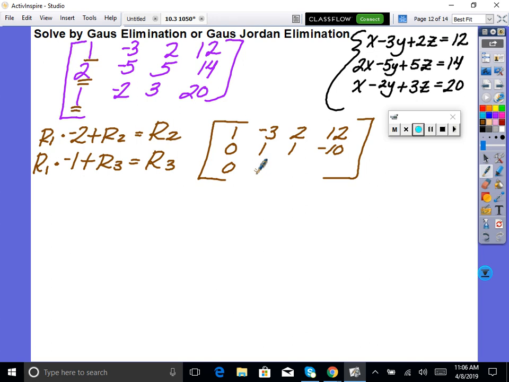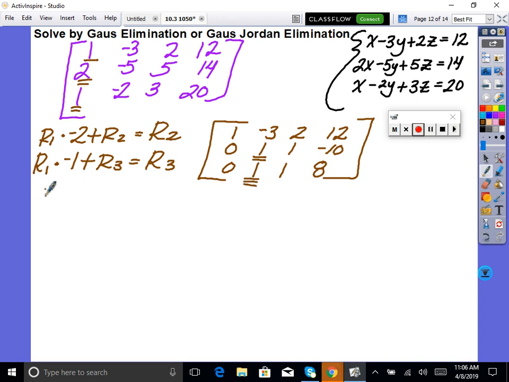Negative 1 times 3 is 3. 3 plus negative 2, plus 1, 1. Negative 2 plus 3, 1. Negative 12 plus 20, 8. Okay, now we get a 1 here, check. Next step is to get a 0 here.